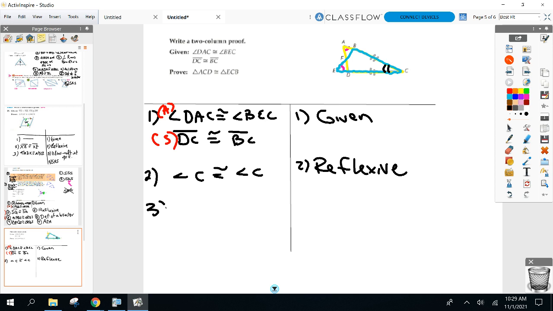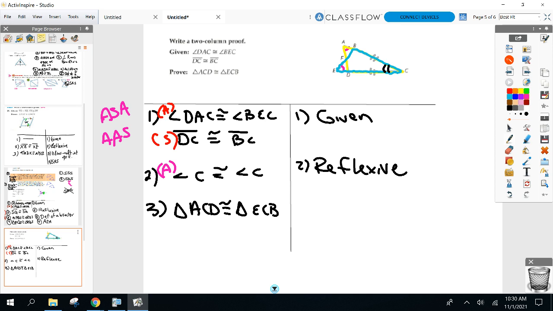Good job. All right, so we got everything. Now, this might be the tougher part of the proof, figuring out what method we've got. Because you have two angles and a side. So it's either going to be angle side angle or angle angle side. It all depends if the side's in between. And I'm not going to joke around, that's tough to see. Are the sides in between or not?